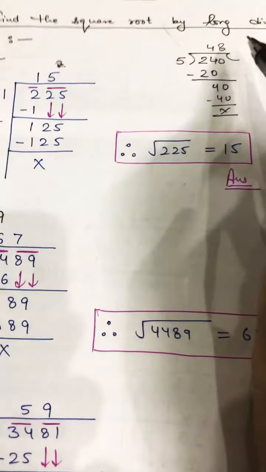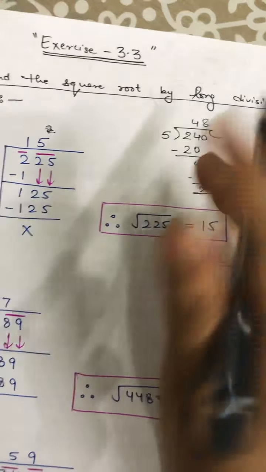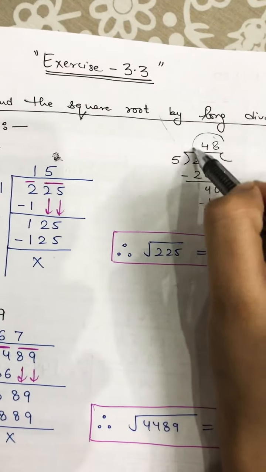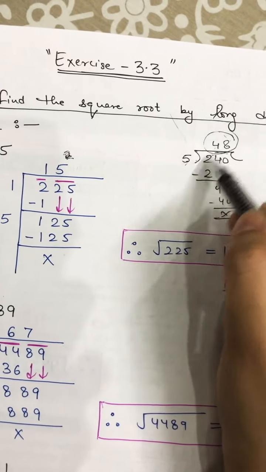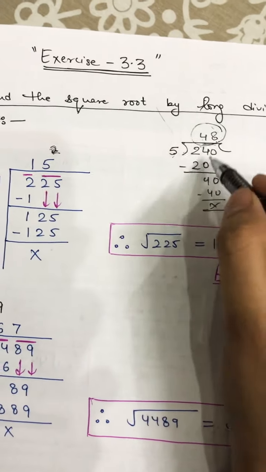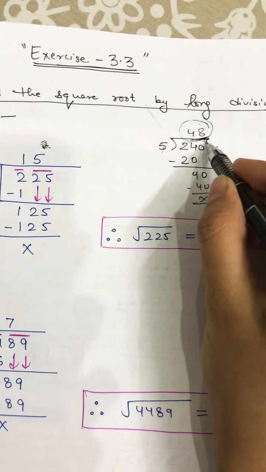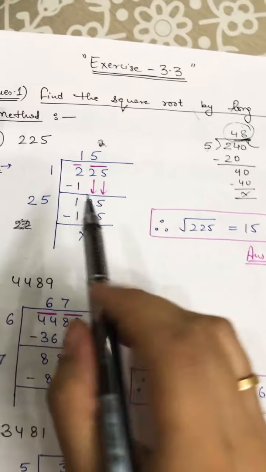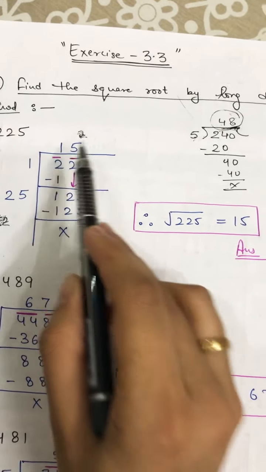Okay, suppose this is your simple division. Whatever is your answer, this is your answer here. Okay, whatever table it is going on, after division, this is your answer. You are writing this as an answer. Okay, so same as it is, whatever answer is coming here, you have to write that in the answer.